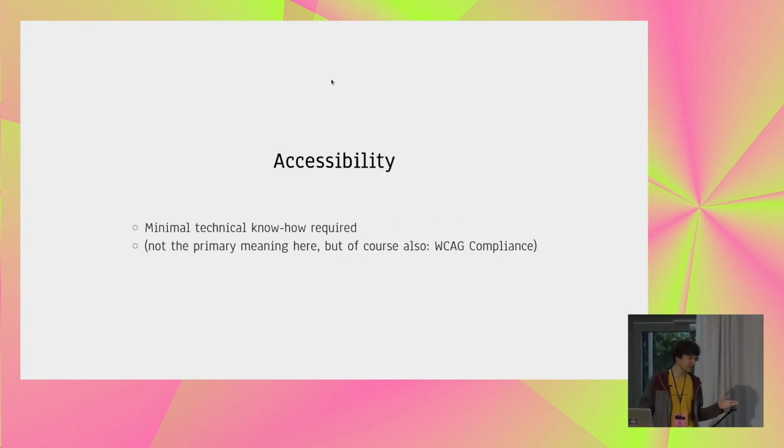Then the second pillar is accessibility. There is minimal technical know-how required to run this. Again, this goes back to for almost everyone, like trying to get it as low as possible. And although not the primary meaning here, but also important to say, this also includes compliance with the web content accessibility guidelines, so that people can use these sites in screen readers and so on.